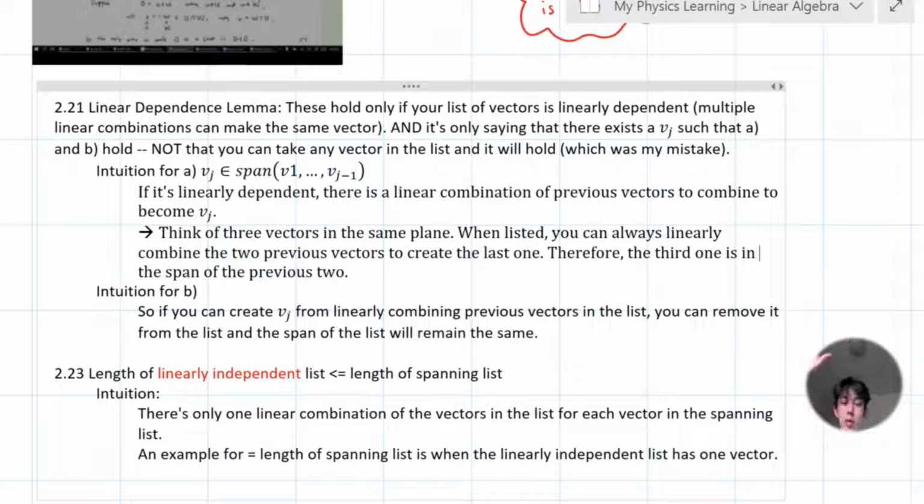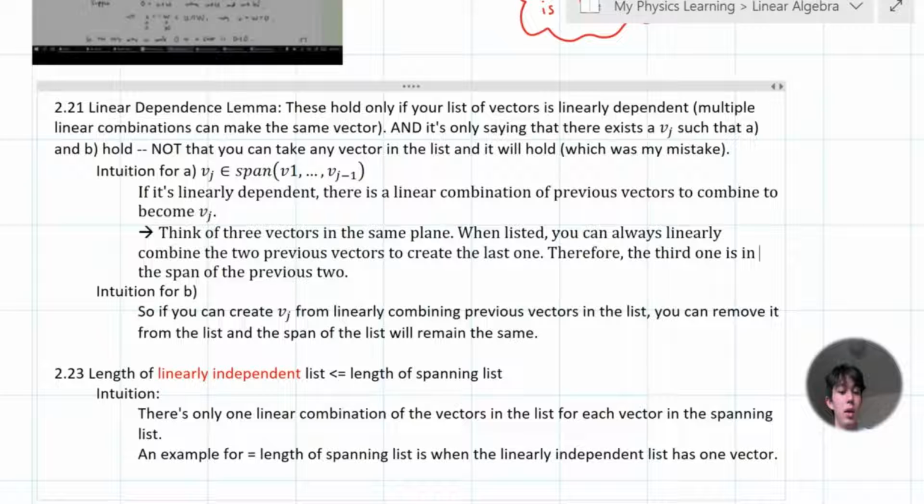For part A, you know that Vj can be made from the span of previous vectors in your list, right? If Vj can be made from the span of the previous vectors, then you can take out Vj, and the span of the previous vectors will include Vj anyways. So you can remove it and the span will remain the same. That's the idea, okay? That's as simple as I could condense it down to. Hope that helps.